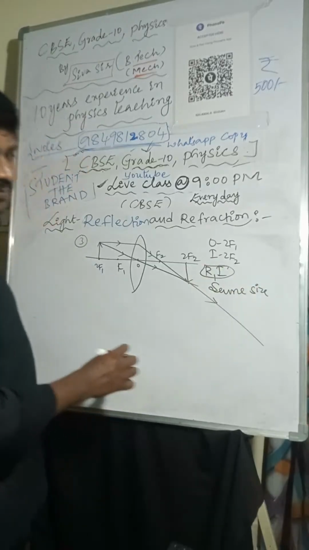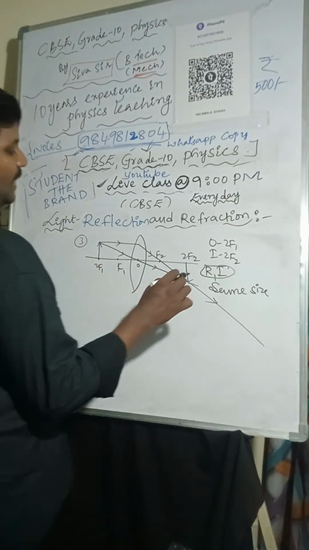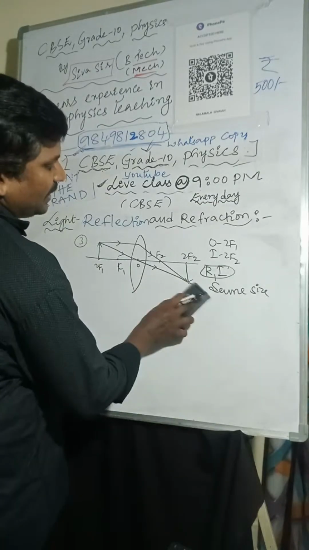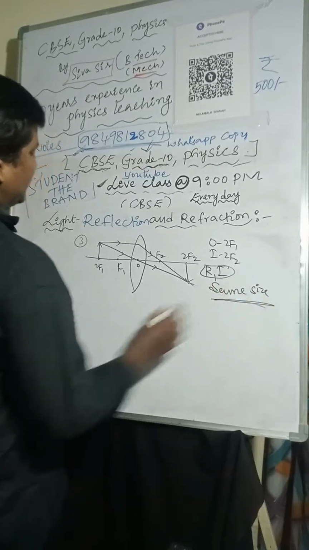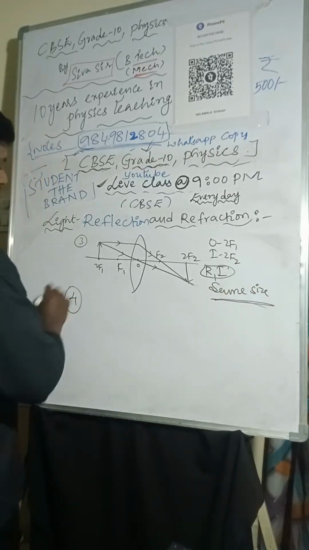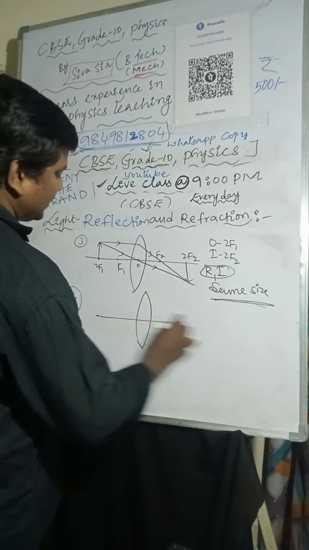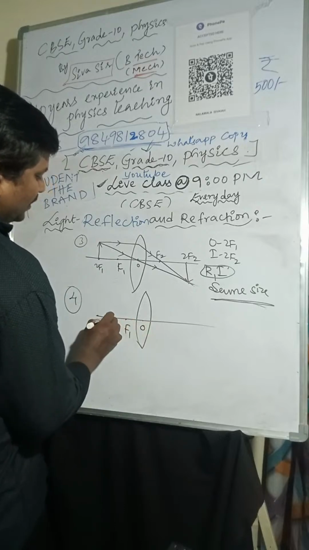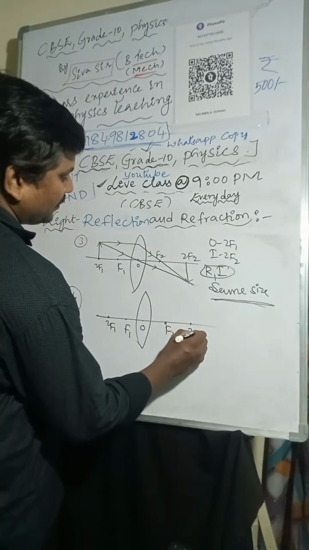And the size of the image is the same size. Once again, if the object is placed at 2F1, the image will form at 2F2. Nature of the image is real and inverted. Size of the image is the same size. And coming to the fourth one, optic center, F1, 2F1, F2, 2F2.